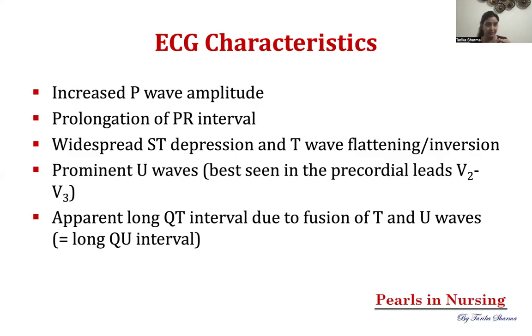The U wave is seen here, and usually you see it in the precordial leads V2 and V3. And because of this U wave, you'll find the QU interval, from the start of the Q wave to the start of the U wave. This QU interval will be prolonged. It will be more than 0.45 seconds.